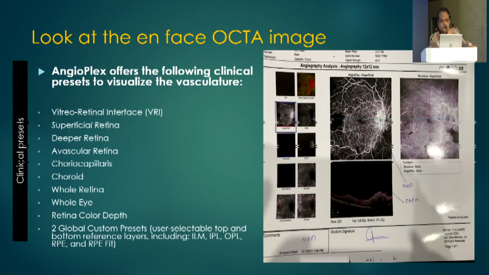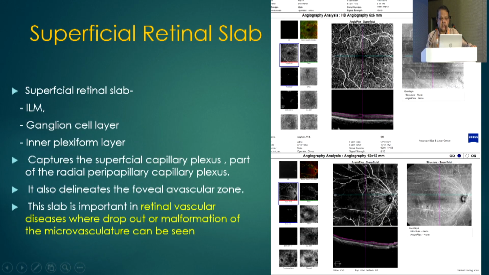till the equator. There are various preset features shown in the report here, which show the superficial layer, deep layer, avascular zone, and choriocapillaris, and I'll be discussing each of the layers here. The superficial retinal slab extends from the internal limiting membrane, ganglion cell layer, and inner plexiform layer. It captures the superficial capillary plexus, part of the radial peripapillary capillary plexus. This slab is important in retinal vascular disease where dropout or malformation of microvascular circulation is seen.